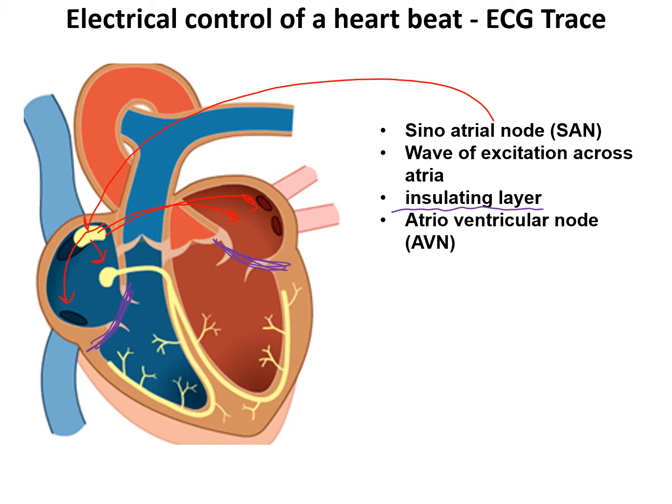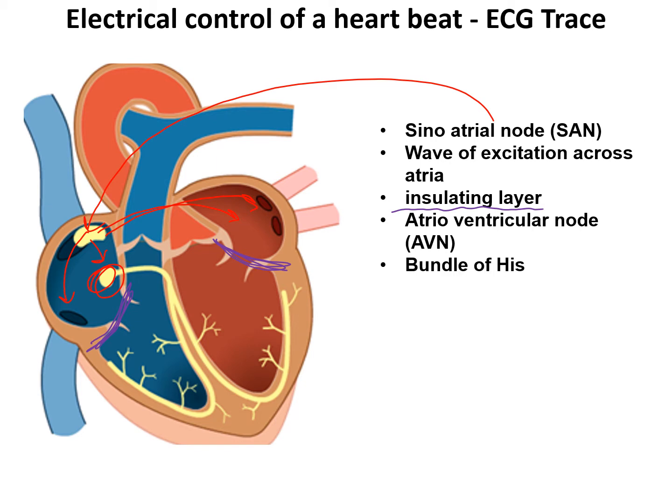Next, as that impulse spreads across the atria, it actually initiates the atrioventricular node, and you can see that over here in the right atrium, just underneath the SAN. And the atrioventricular node actually allows a little delay before sending that impulse down to the apex of the heart, the base of the heart.